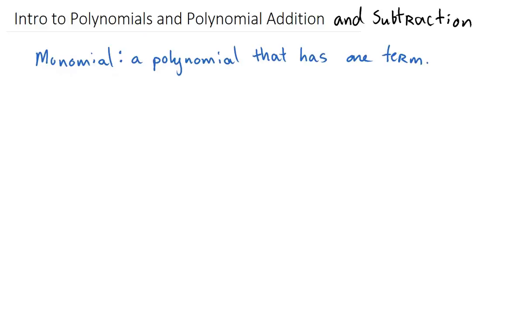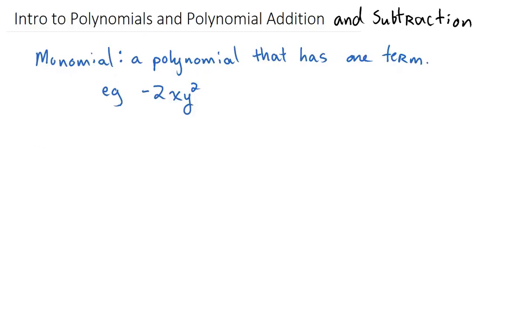Now that we've seen some examples of what polynomials are, there are some polynomials that have special names. Let's look at those now. The first one is monomial. And a monomial is a polynomial that has one term. An example of a monomial could be something like negative 2xy squared. So there's multiple factors in there, and we even have two variables, but that is just one term because there's not any other pieces being added.